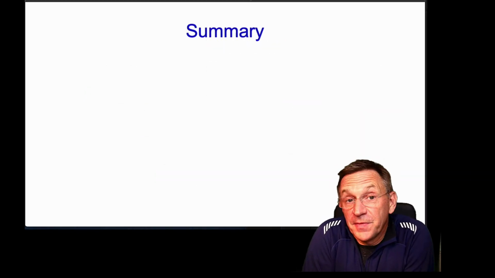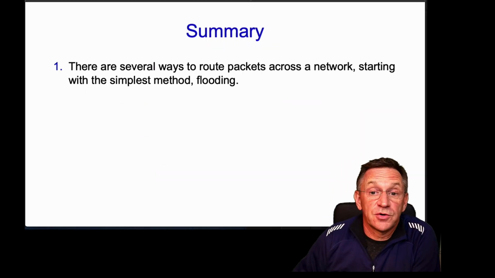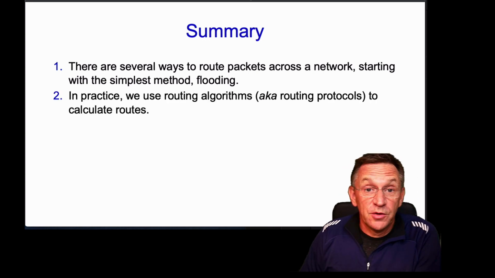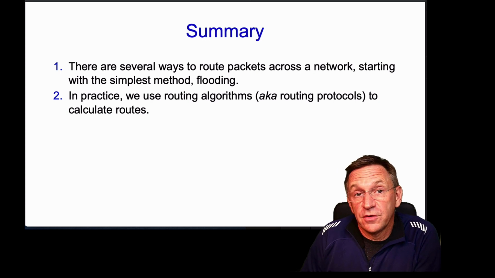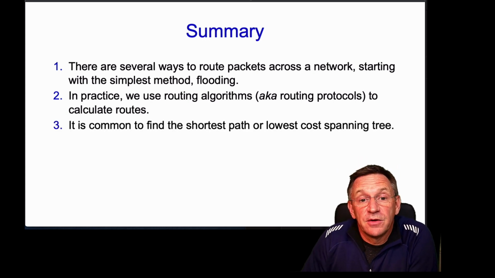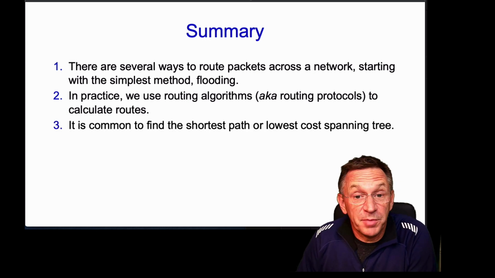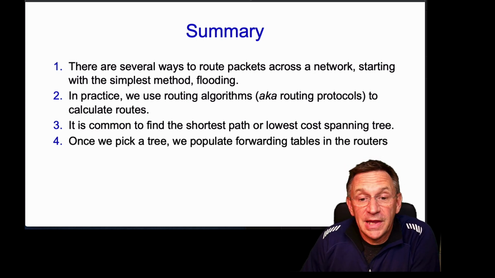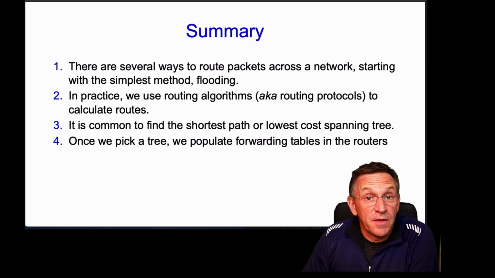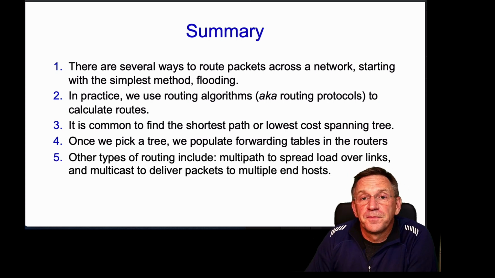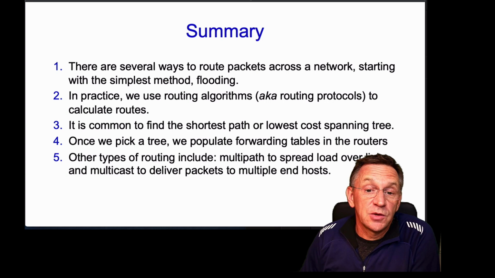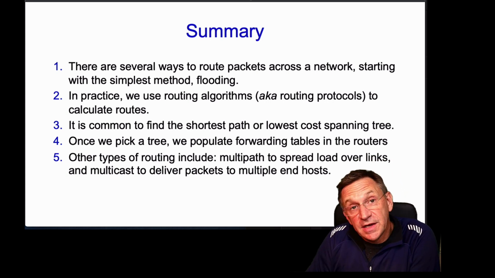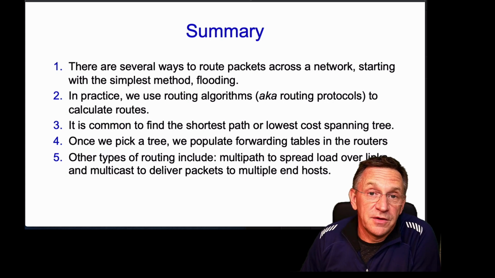And so in summary, there are several ways to route packets across a network, starting with the simplest method, flooding. In practice, we use routing algorithms, also known as routing protocols, to calculate routes. It's common to find the shortest path or the lowest cost spanning tree. Once we pick a tree, we populate the forwarding tables in the routers so that the packets will follow that spanning tree. Other types of routing include multipath to spread traffic over many links, and multicast to deliver packets to multiple end hosts in one go.